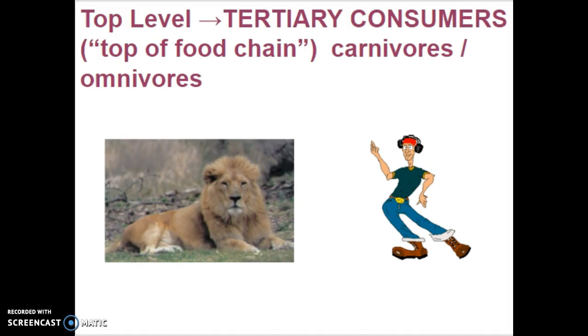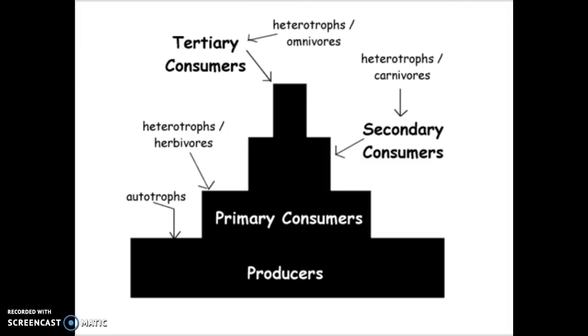And then at the very top level, we have tertiary consumers. Kind of think of tertiary consumers as the top of the food chain. So these would be carnivores and omnivores as well. So it's set up like a pyramid, and just like a pyramid can't be wobbly, it has to have a big, fat, steady base. So we have to have a lot of producers to support the rest of the ecosystem.